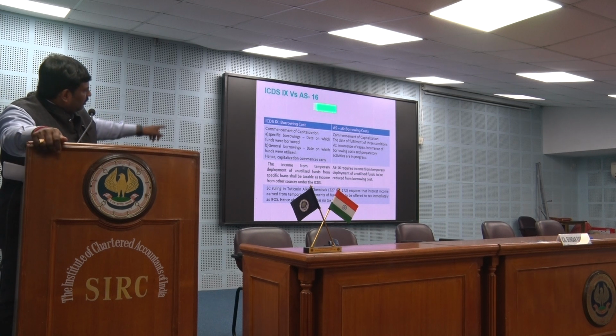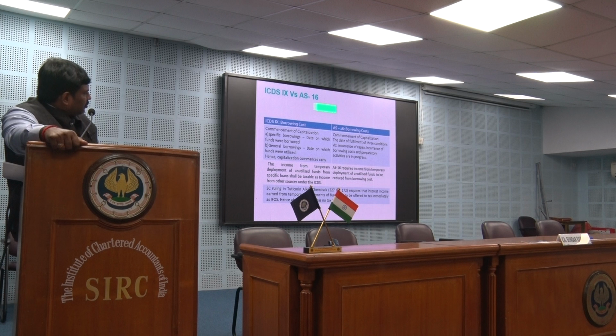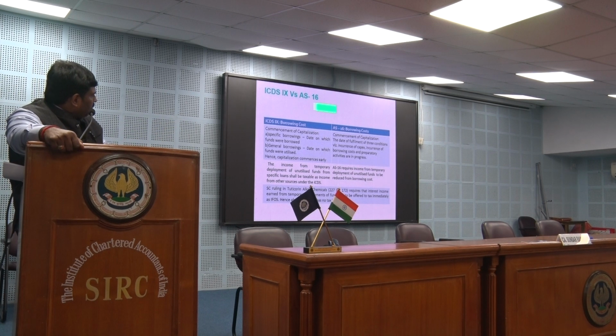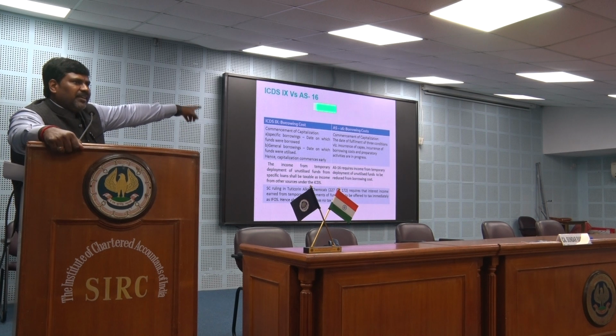AS 16 requires income from temporary deployment of unutilized funds to be reduced from the borrowing cost. The income from temporary deployment of unutilized funds from the specific loan shall be taxable as income from other sources under the ITA. So that makes it very clear. As per AS 16, you will reduce that from your borrowing cost.